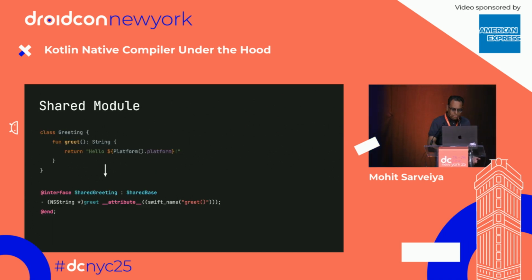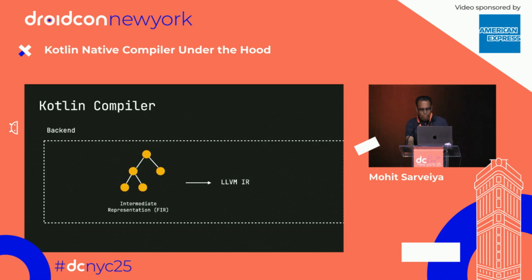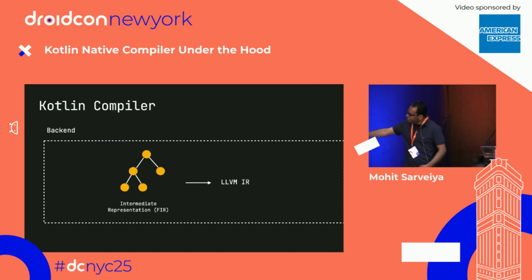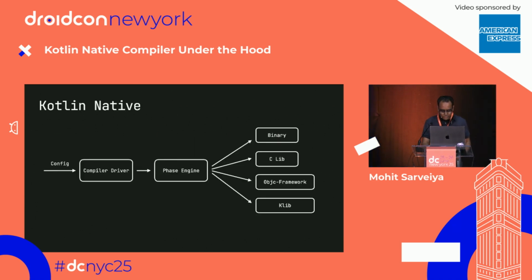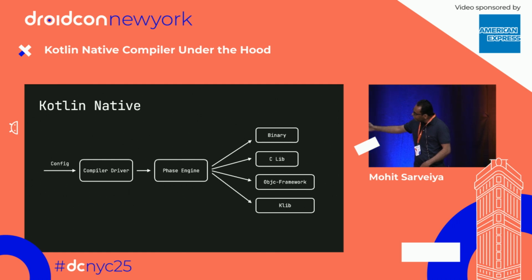Here's an example of a shared module called greeting. The way this gets constructed is that in Kotlin Native, when I take your code to IR, I have to convert it to LLVM-IR. And from there, I could either create a library or an Objective-C framework. I'll show you the LLVM setup there. So when you take a step back in Kotlin Native, the way the compiler is set up is that this is the overall architecture, and there's something called a phase engine.